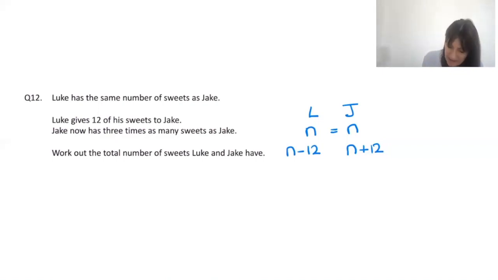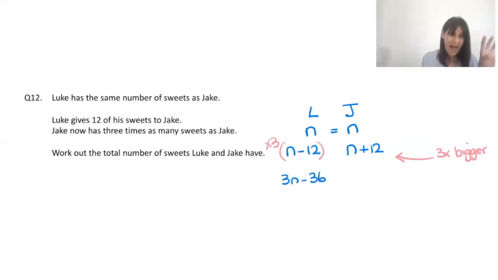So that means that this here is 3 times bigger. If I want to be able to introduce my equals back into this, then I need to multiply this one by 3 to readdress the balance. So I'm going to times this side by 3. So that's all of that by the 3 to give me 3n minus 36. That is equal to that.